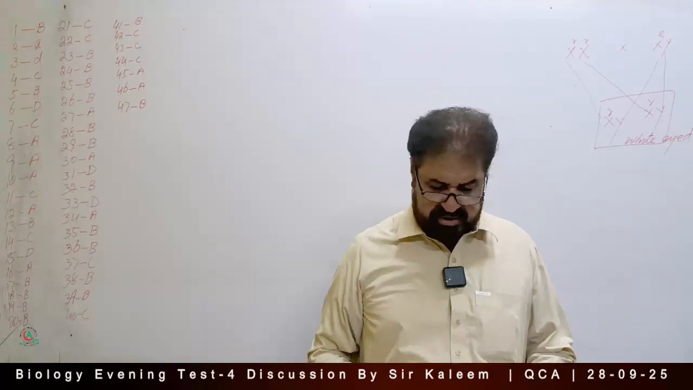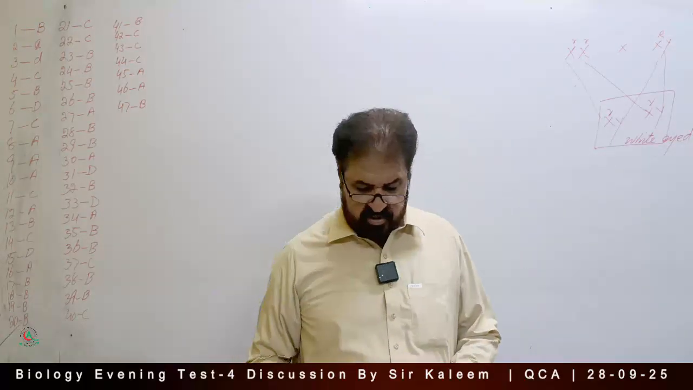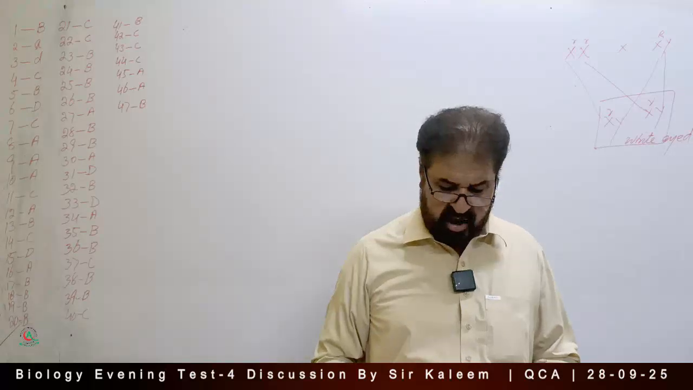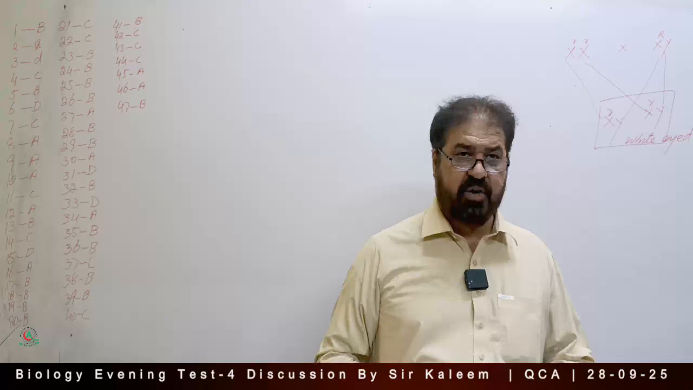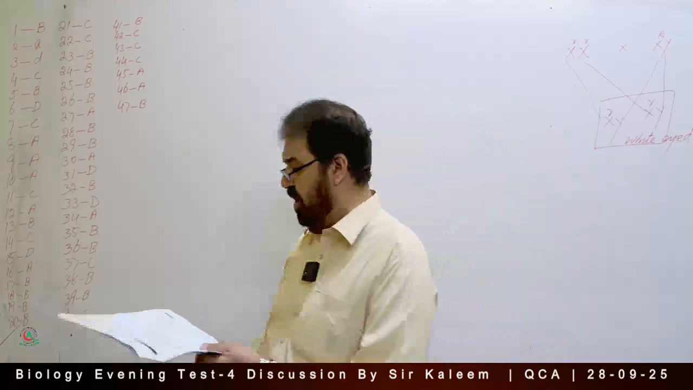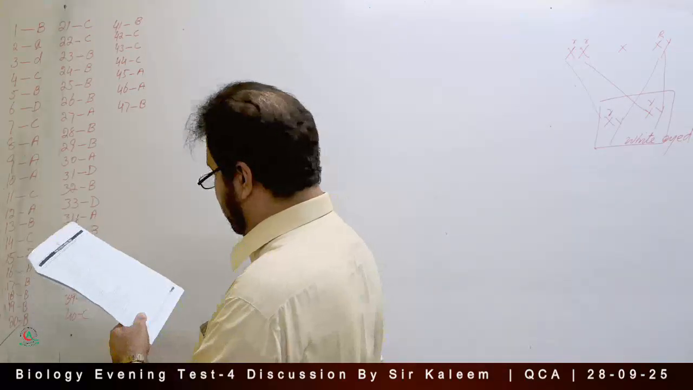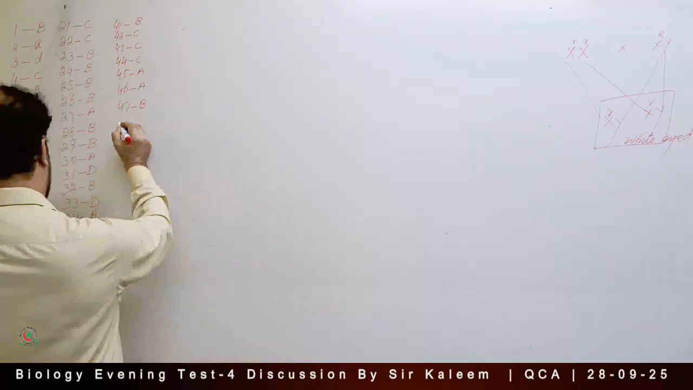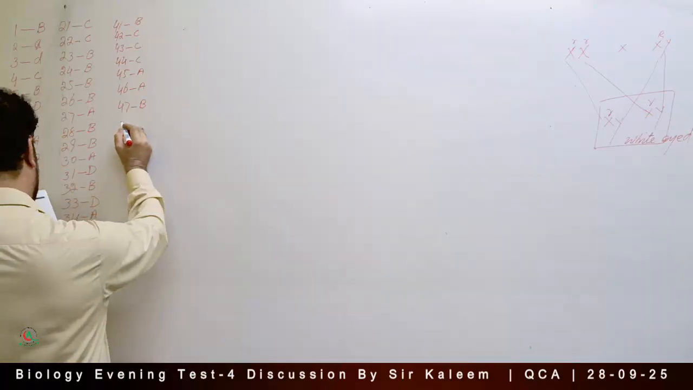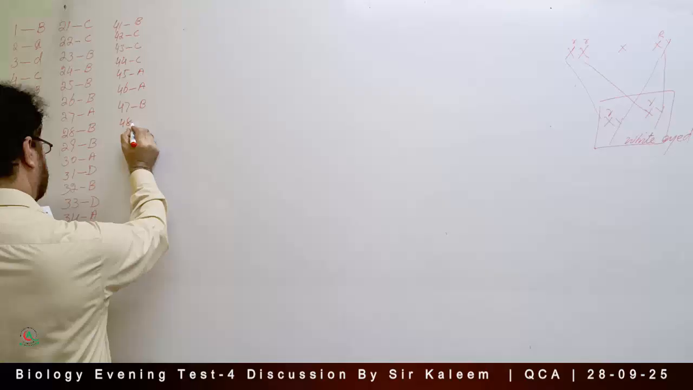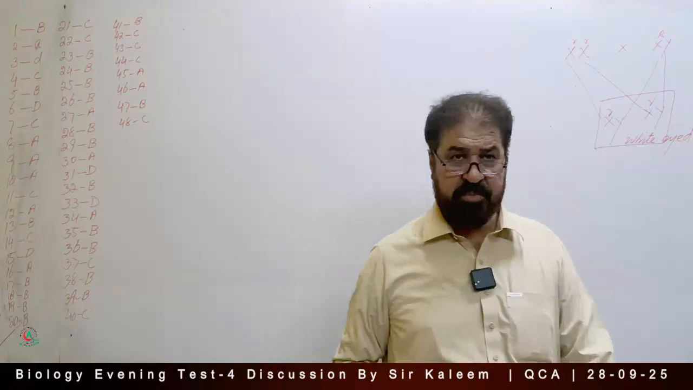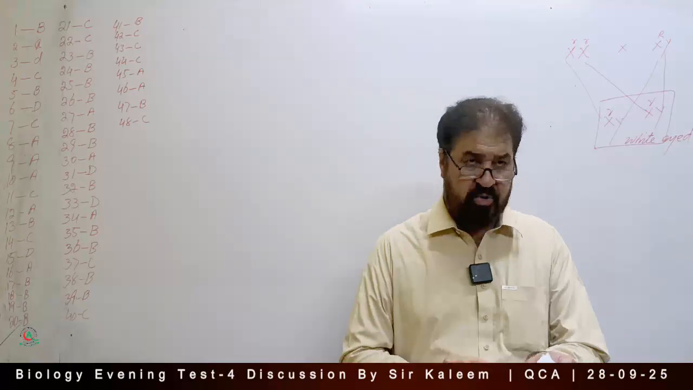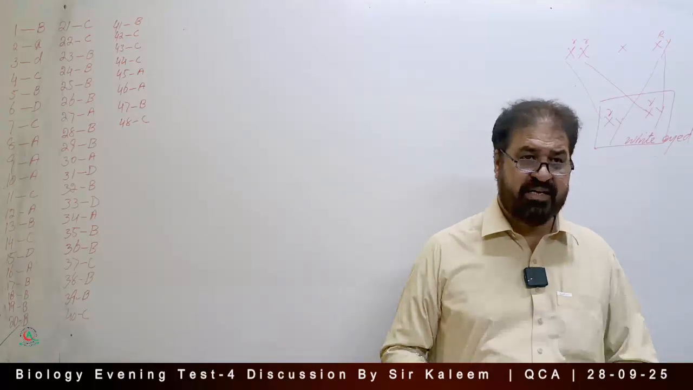Question number 48. The genotypic ratio in a monohybrid cross in the F2 generation is 1:2:1. So option C is correct. One homozygous dominant, two heterozygous, and one homozygous recessive.